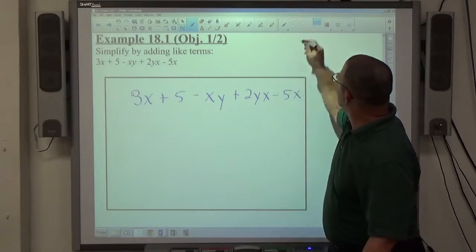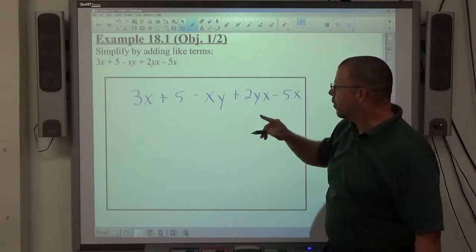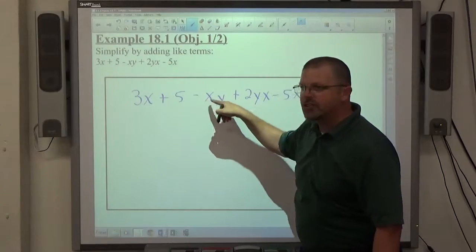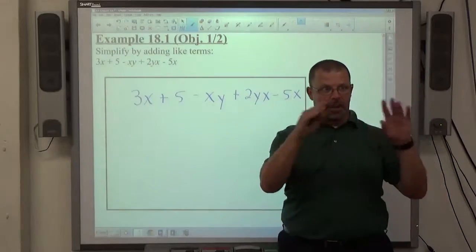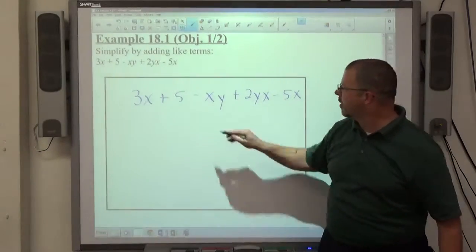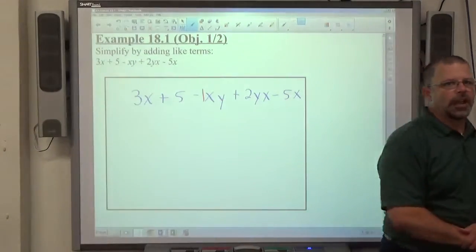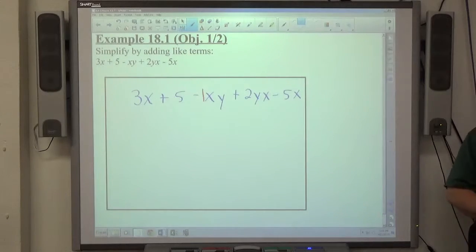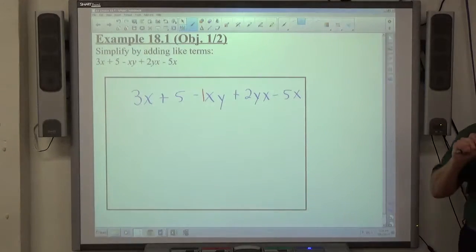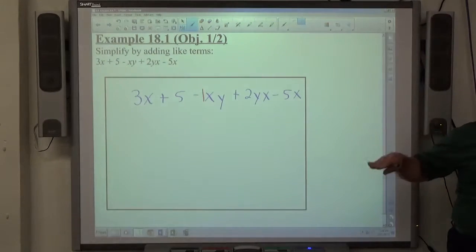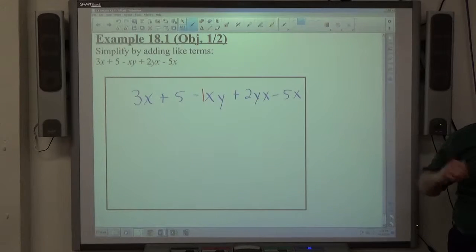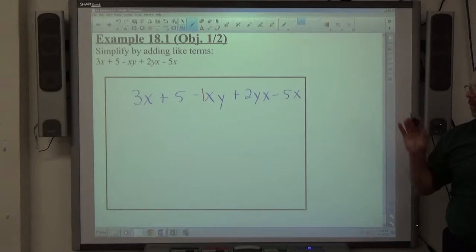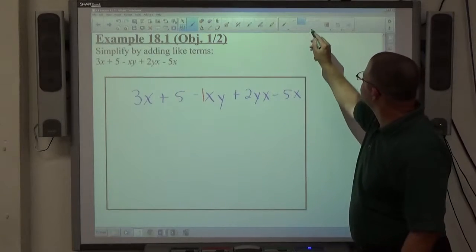One other thing I'm going to do, in addition to writing out what the problem is, if there's any coefficient missing, if there's an x or a y or some letter with no number in front of it, I'm going to put a number in front of it. That number is going to be 1. The most common mistake made at this level of adding like terms is that you forget there's a 1 in front of a letter. So put the 1 there, just make sure you see it. And when you get to the point where you know it's there all the time, then you can start ignoring it. But for right now, put it there, it's helpful.